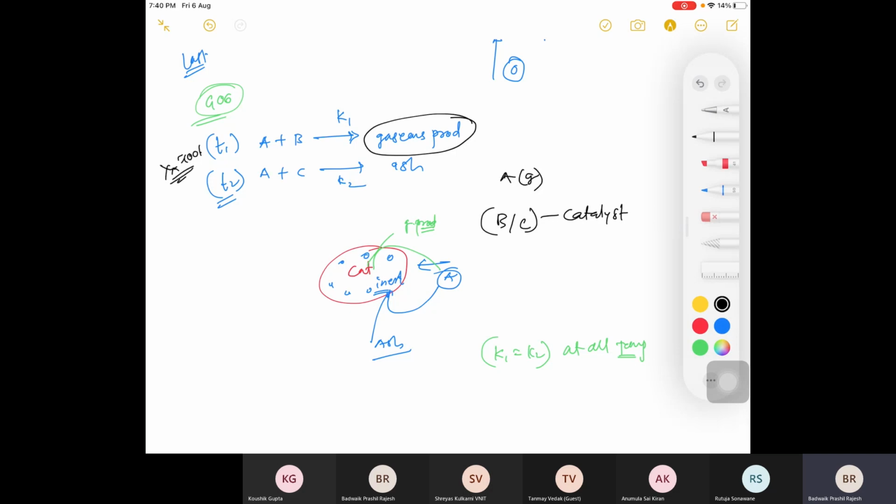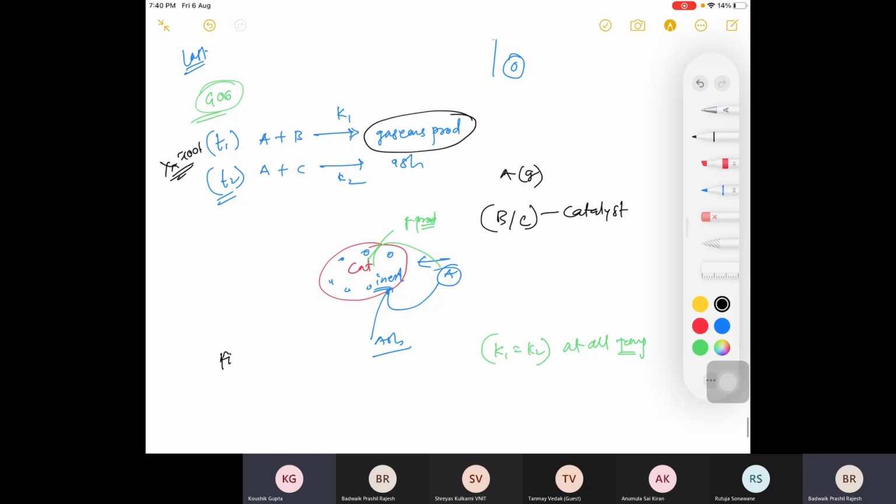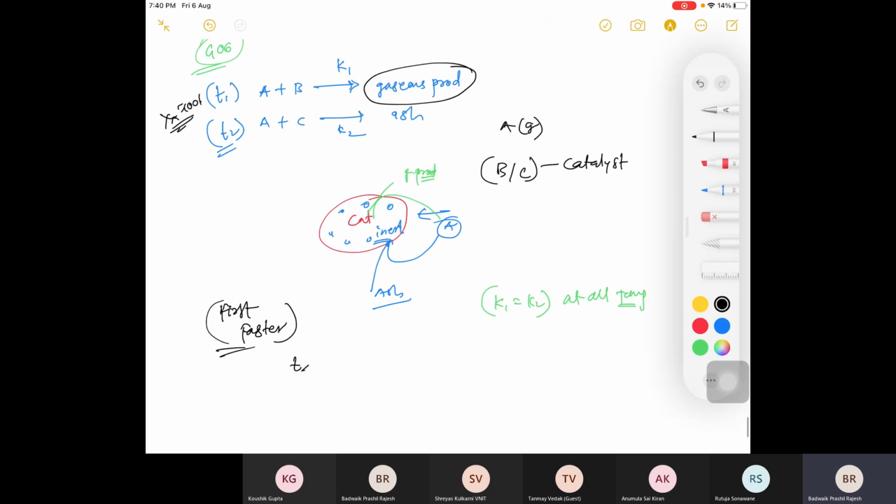So which one will be faster? It is obvious. In one case there is formation of ash, so there is mass transfer resistance, and in the other case there is no formation of ash, so there is no mass transfer resistance. So based on that, you can tell me which one is faster. First one is faster. First reaction. Right? So first reaction is faster. That means time required for one is lower as compared to time two. So this is your relation. Now choose the option among those given.